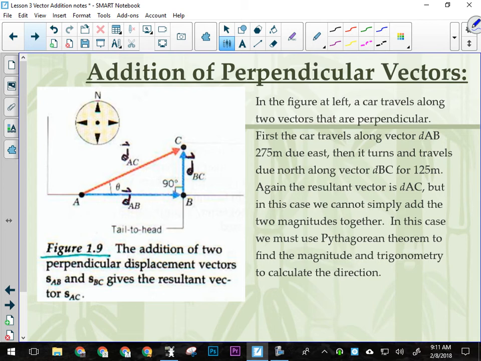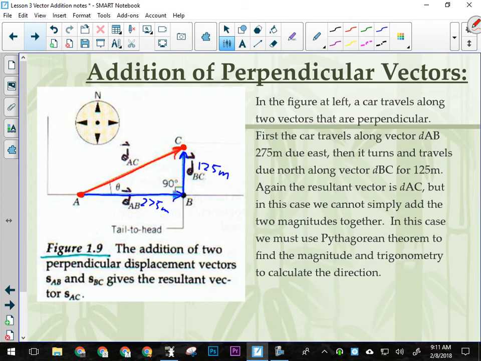Now let's say we have this example. I have the 275 meter east vector, and then I've got 125 meters north. I still draw them tail to head. But now I've got to figure out my total displacement. My total displacement is my change in position, initial position to final position, and it's always the straight line. So that's this red line here.